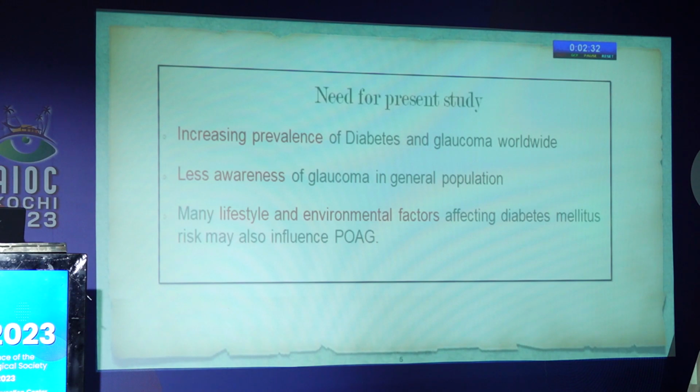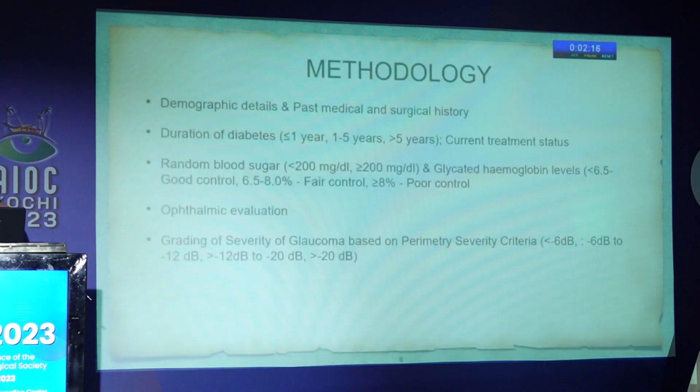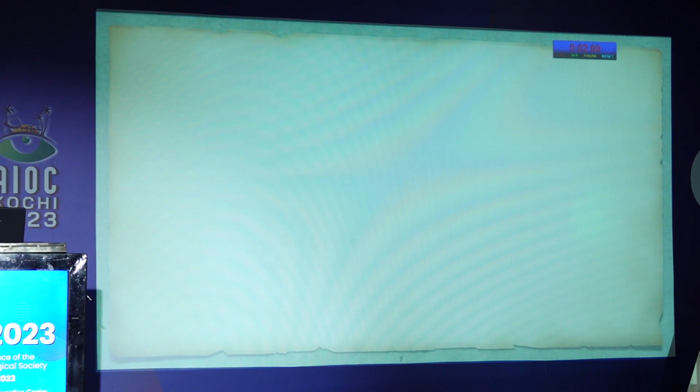So the need for the present study is because there is increasing prevalence of diabetes, around 455 million in today's scenario, and of glaucoma worldwide. There is less awareness of glaucoma in the general population, and mainly the lifestyle and environmental risk factors affect diabetes and may also influence POAG. So demographic details, medical and surgical history, duration of diabetes, treatment status, glycemic index, random blood sugar level, and ophthalmic evaluation including intraocular pressure, gonioscopy, and grading of severity based on perimetry severity criteria was done.